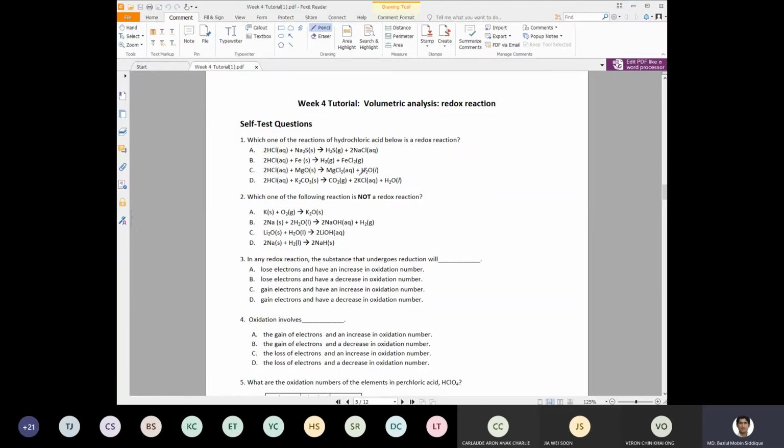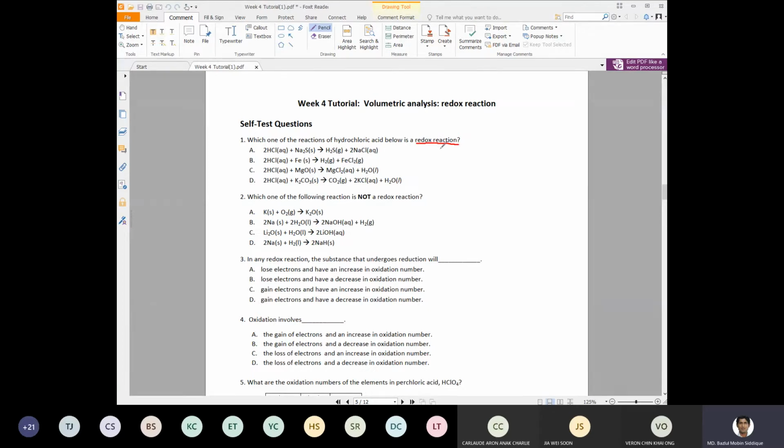All right. So the first question asks which one of the reactions of hydrochloric acid below is a redox reaction. To be a redox reaction, all the reactions here, A, B, C, D, involve electron transfer. You have to see where the electron is going from and to, from one species, element or ion to another. But not all of them are redox reactions.